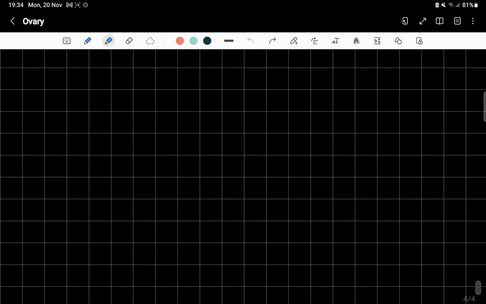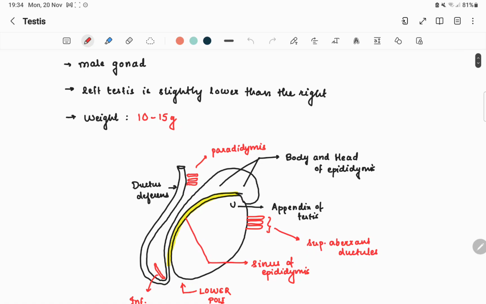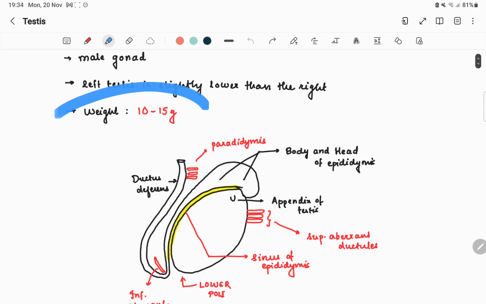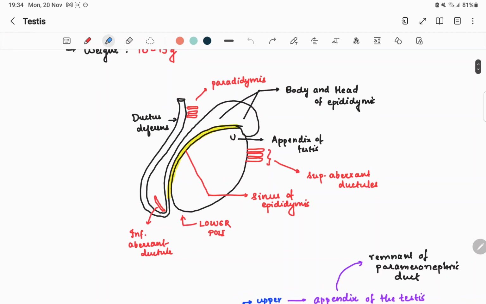So that completes your ovary, and now let's move on to the next part. Let's discuss the male part. So we have the testis to discuss. It is a male gonad, and your left testis is slightly lower than the right testis. Weight is about 10 to 15 gram. You can see the structure.